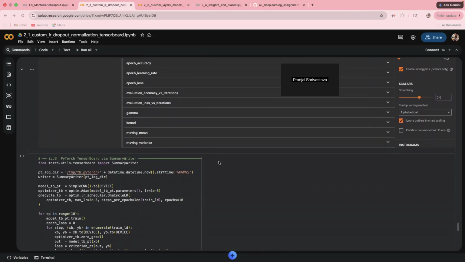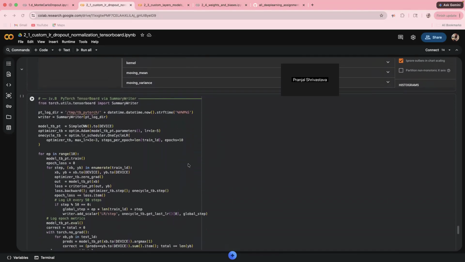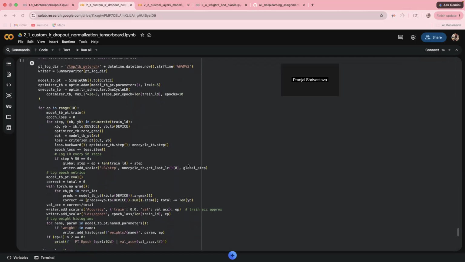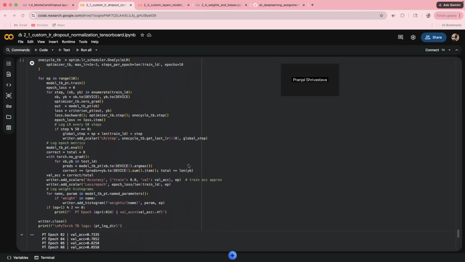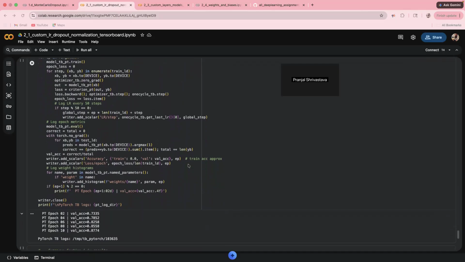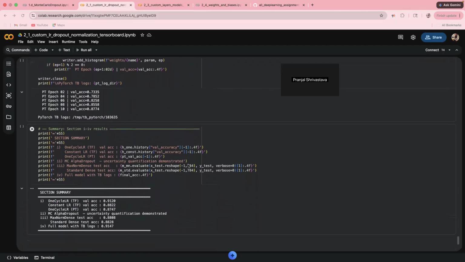The PyTorch section replaces this with a SummaryWriter that logs scalar metrics and histograms after every epoch using the same log directory convention. So both TF and PyTorch runs can be compared side by side in a single TensorBoard instance. You can see that here.